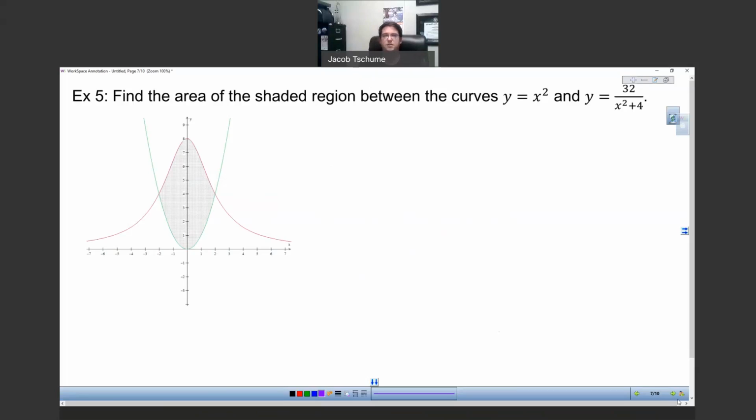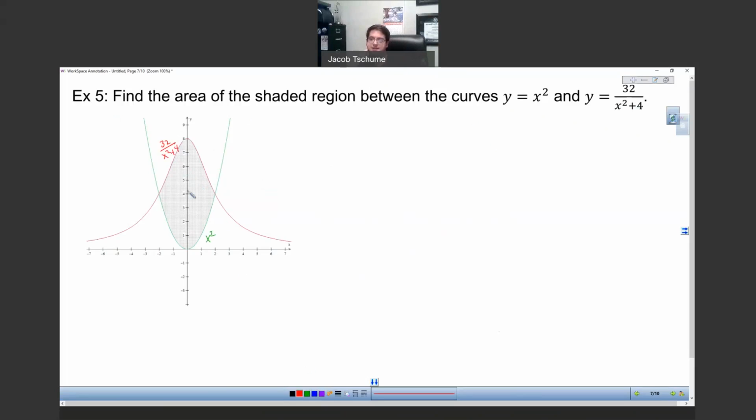All right, so in this case, we are going to label our graphs like normal. So this green graph looks very familiar. That is going to end up being your x squared graph. And even if you don't know what the 32 over x squared plus 4 looks like, it's kind of a giveaway by default that this is 32 over x squared plus 4.